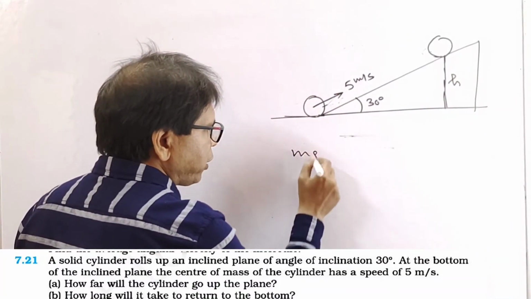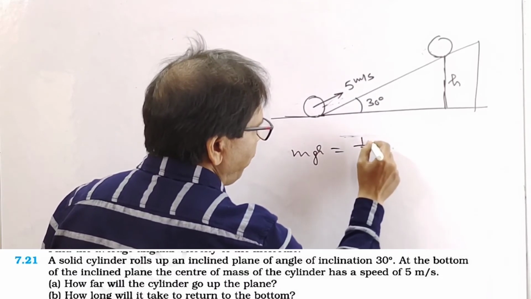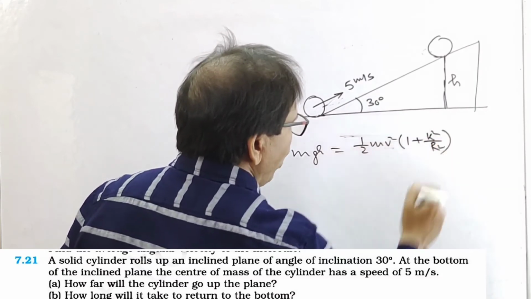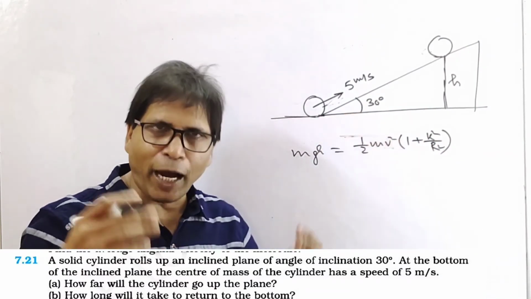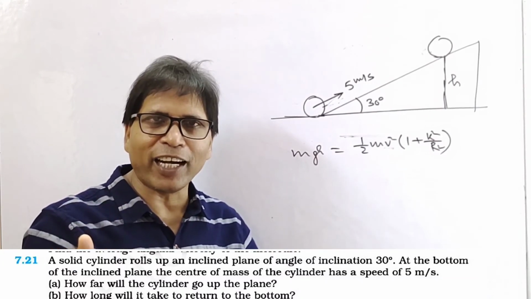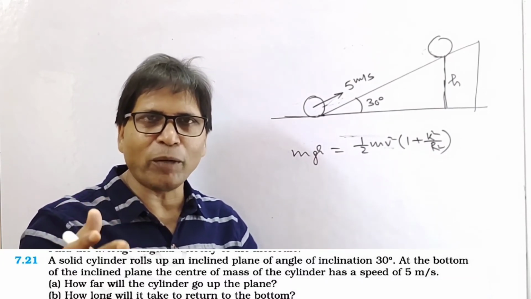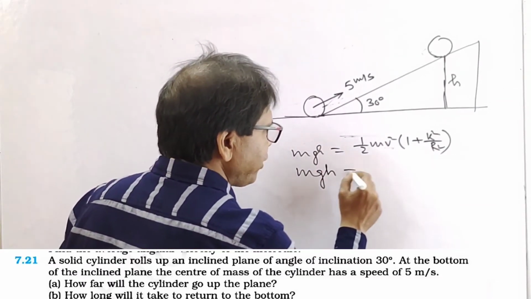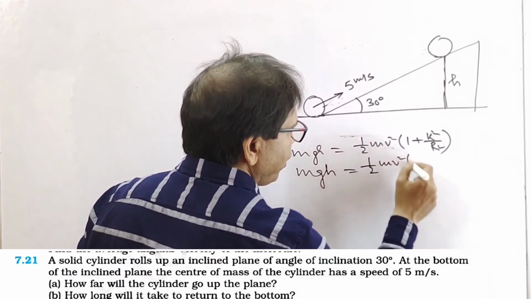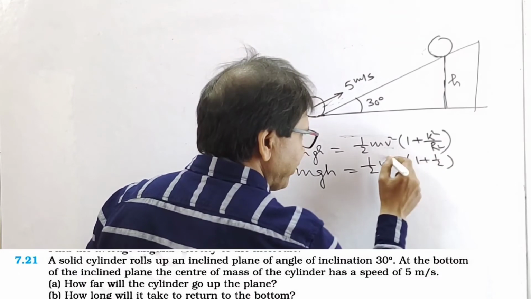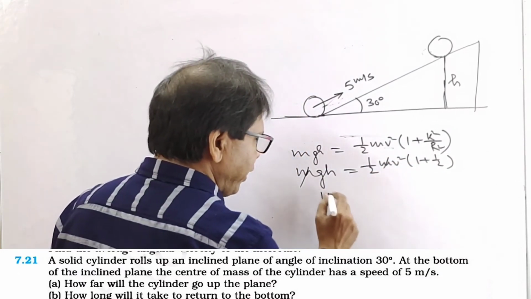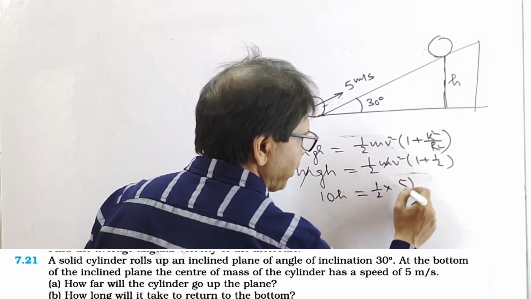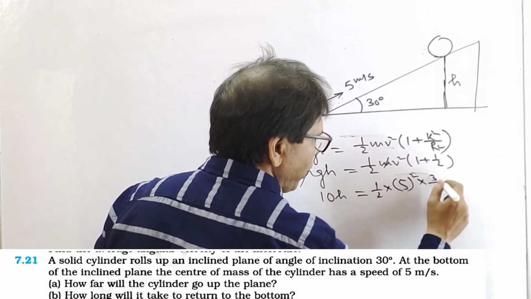Now mgh is equal to the total kinetic energy, that is half mv square into (1 plus k square by r square). Now the moment of inertia of a cylinder is half mr square. So half mr square equals mk square. Therefore k square by r square equals half. Therefore mgh equals half mv square into (1 plus half). So m cancels out. This is 10 into h and this is half into, here v equals 5 meter per second, so this is 3 by 2.